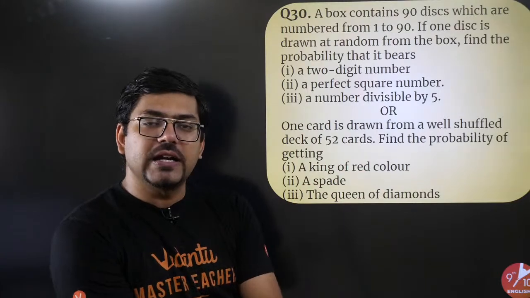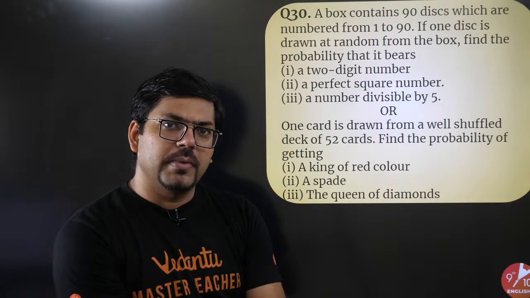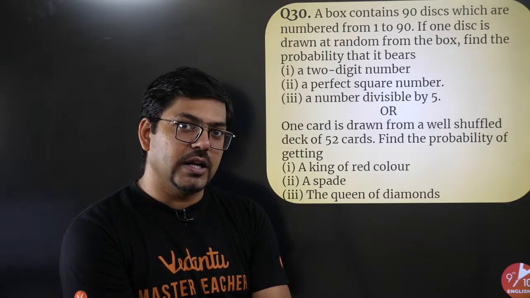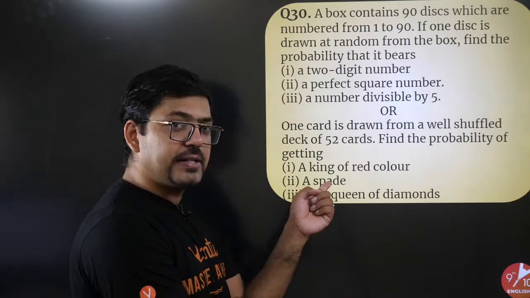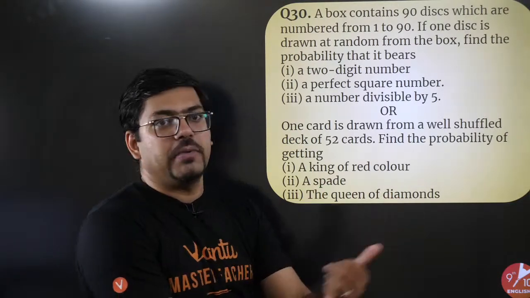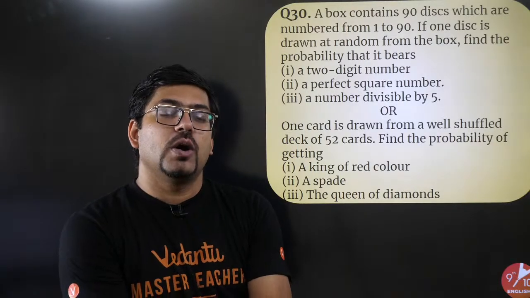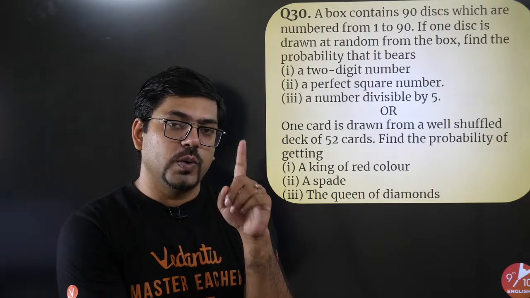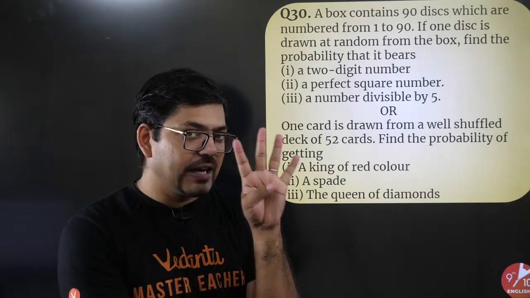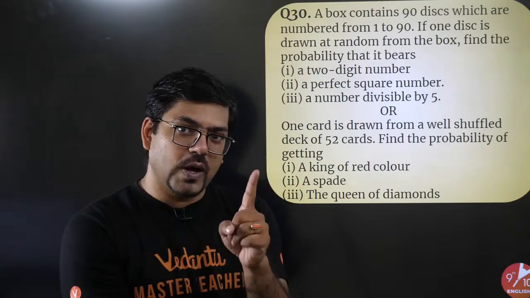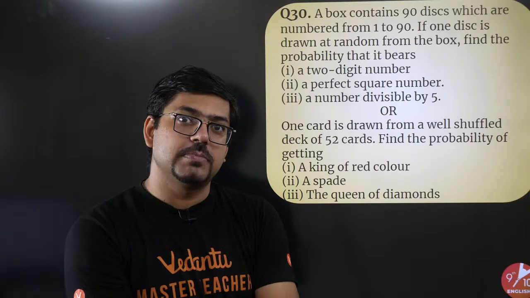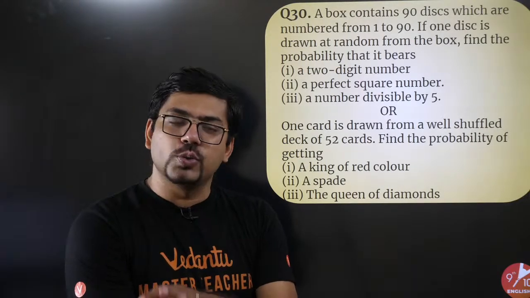Spade. How many spade cards do we have? I guess you remember that black has spade and club. So black is 26, spade is 13 and club is also 13. So 13 cards, 13 divided by 52. Super simple. And next, the queen of diamonds. There are 4 queens, 1 queen of diamond, 1 queen of heart, 1 queen of spade and 1 queen of club. So queen of diamond is only 1. So that's 1 divided by 52. That's the answer. Super simple, isn't it? I guess you will be able to do these questions as well.